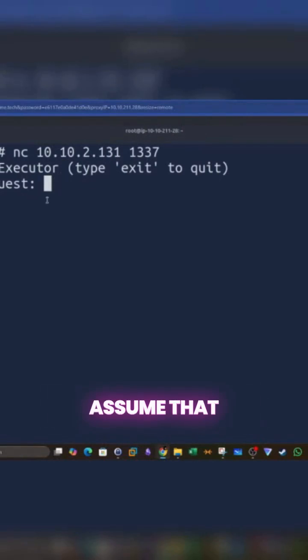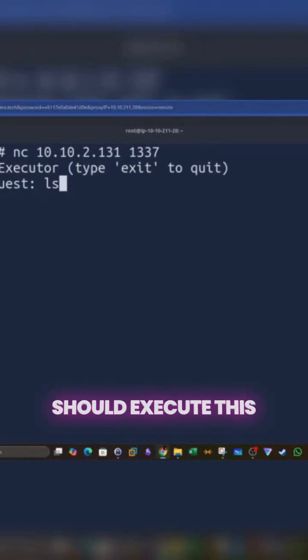So we're going to assume something first and try it. If we assume that the chatbot is running on a Linux OS and we go ahead and supply ls as a command, it should execute this command in the underlying OS, giving us the current working directory or the current files in the system.